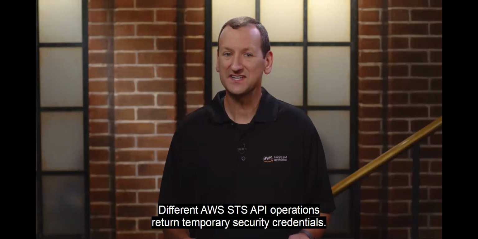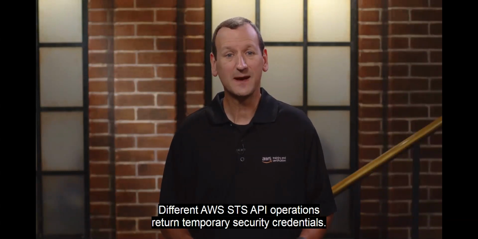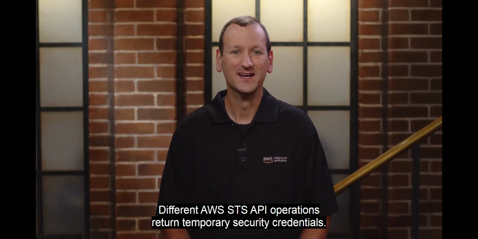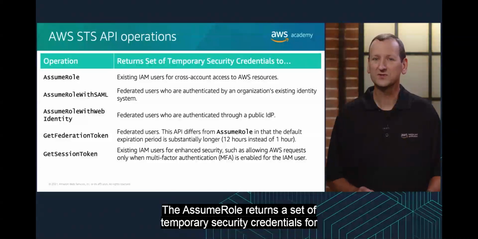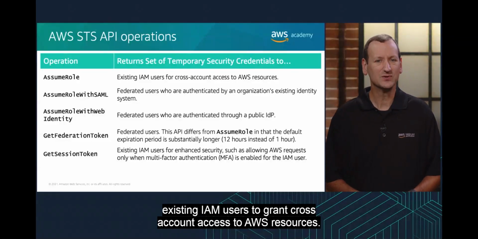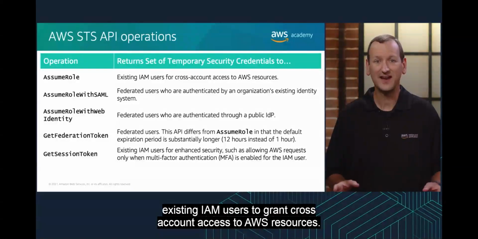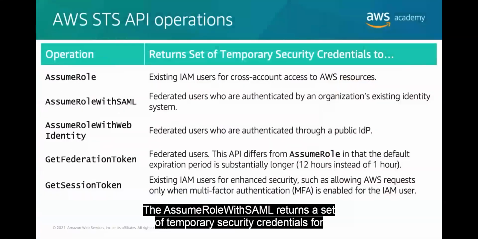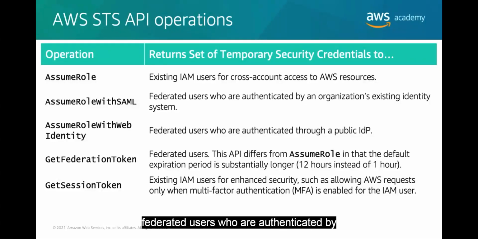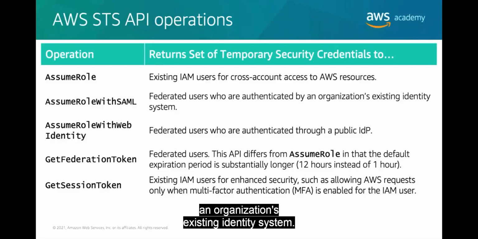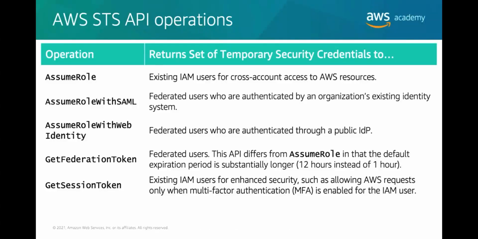Different AWS STS API operations return temporary security credentials. The assume role returns a set of temporary security credentials for existing IAM users to grant cross-account access to AWS resources. The assume role with SAML returns a set of temporary security credentials for federated users who are authenticated by an organization's existing identity system.